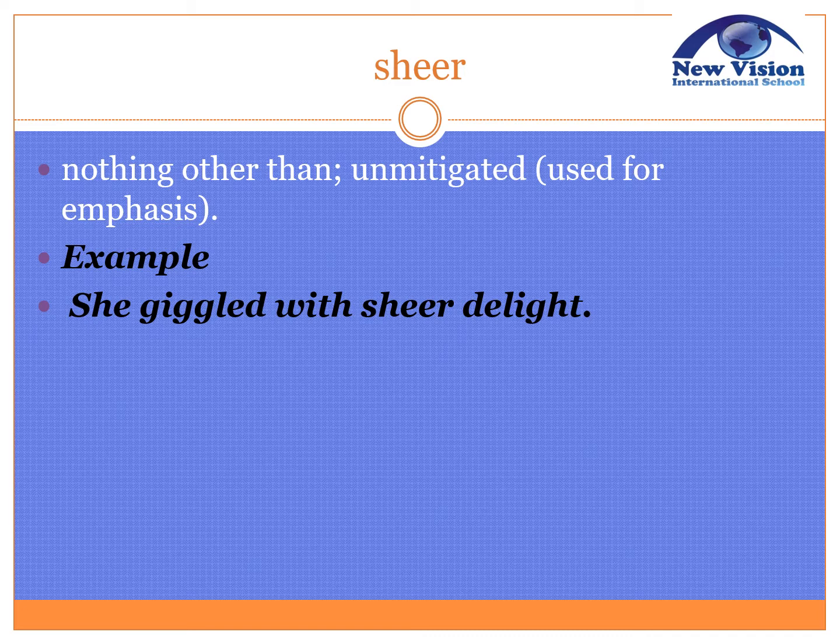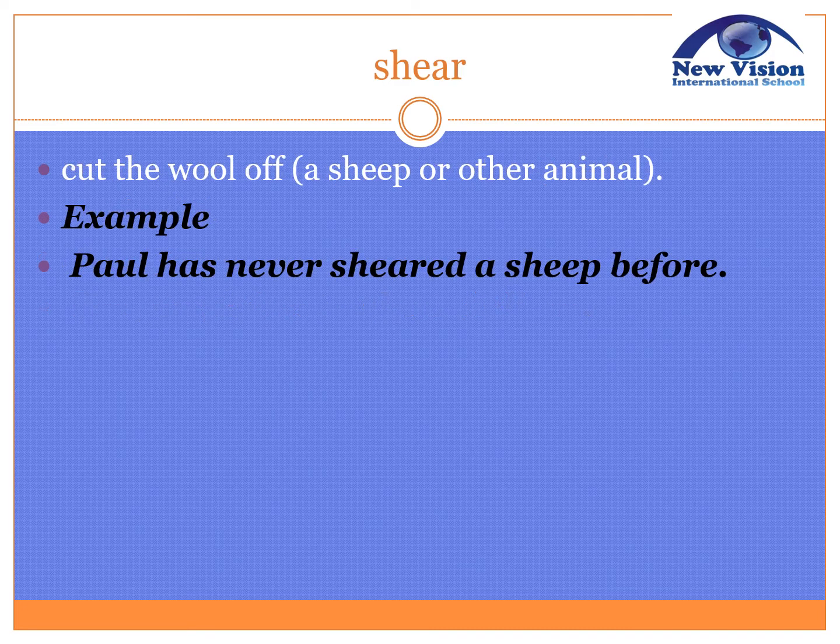Nothing other than, or unmitigated, which is used for emphasis, refers to sheer. Example: she giggled with sheer delight. The same word, shear, with a different spelling, means to cut the wool off a sheep or other animal. Looking at the example: Paul has never sheared a sheep before. That's shear, cutting the wool off a sheep or other animal.